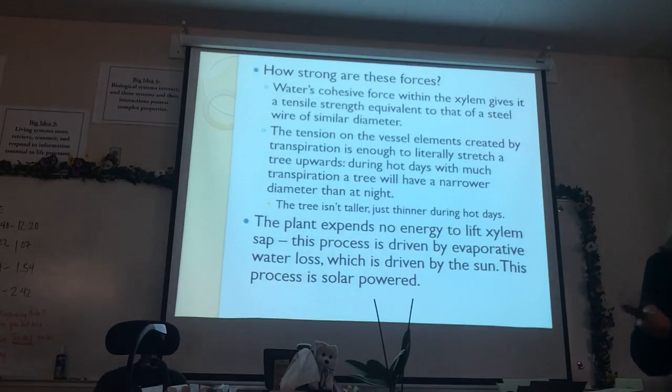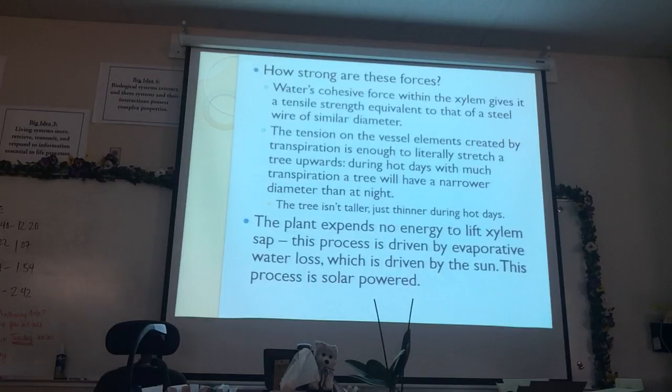So these properties are so strong that water's force gives xylem a tensile strength equal to that of a steel wire of similar diameter. Pretty strong stuff for just some chemical bonds. The tension on those vessel elements created by transpiration is enough to literally stretch a tree upwards. Now, it doesn't get taller, it just gets thinner.